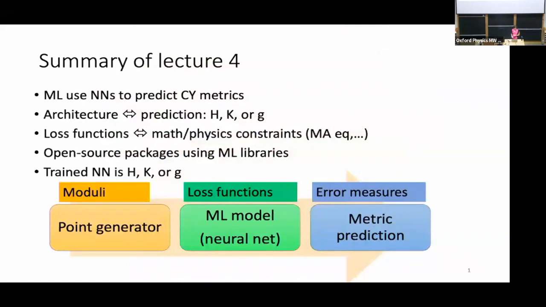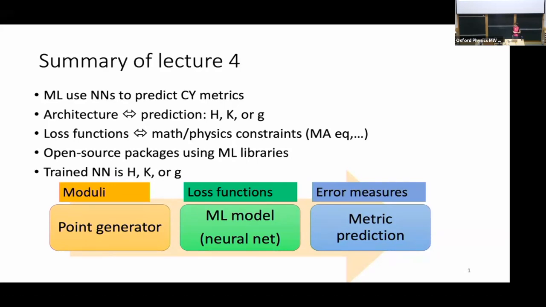But let's start with summarizing what we did yesterday. So the topic was to use machine learning to predict Calabi-Yau metrics. So we will train some neural network that will give us the Calabi-Yau metric. And this can be done in different ways, so that our choices will determine the architecture of how we design our machine learning model. So we might either want to predict the metric directly, which is what I will focus on today, mostly, or we may want to predict the Kähler potential, since we know that the Calabi-Yau metric will be a Kähler metric. We can do that.